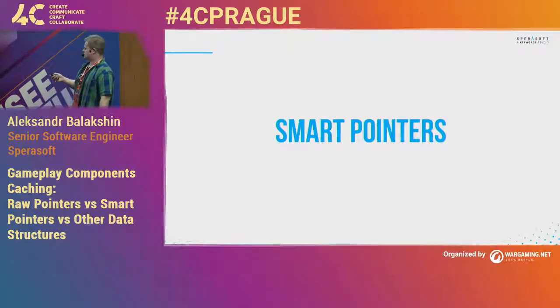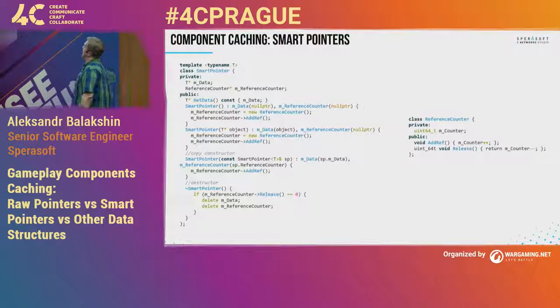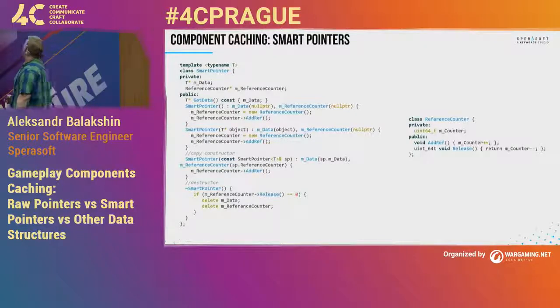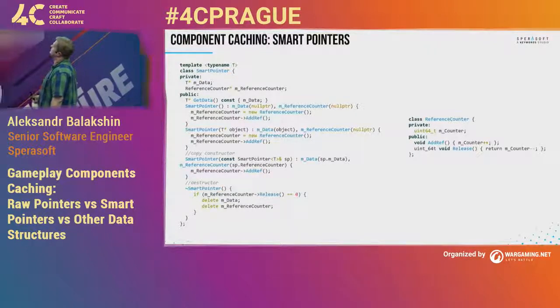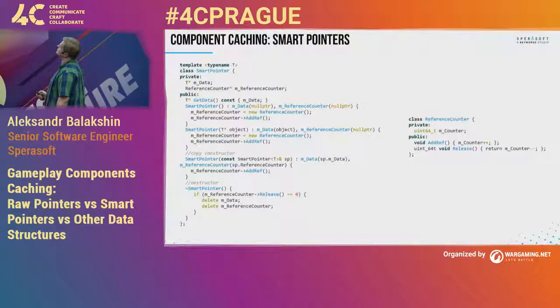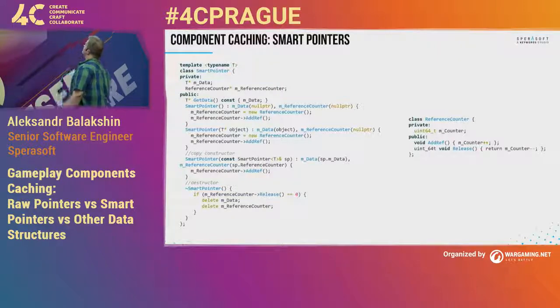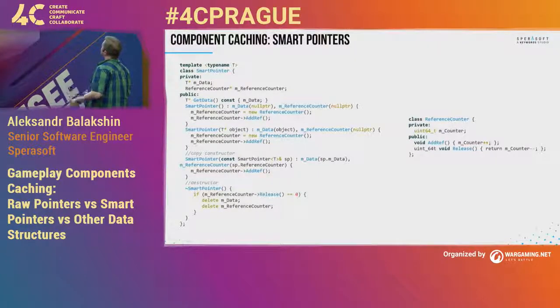Okay, let's try to make something on our own. First of all, we specify this structure. We add 2 members: one is a pointer to the actual data, and the other is a reference counter. A reference counter is a pretty simple class. It has a counter, it has a method of adding references, which increases this counter. It has a method of releasing, which just decreases it and returns the actual result.